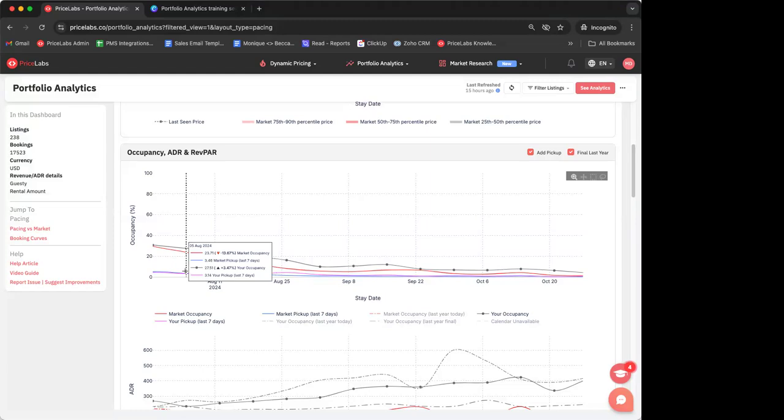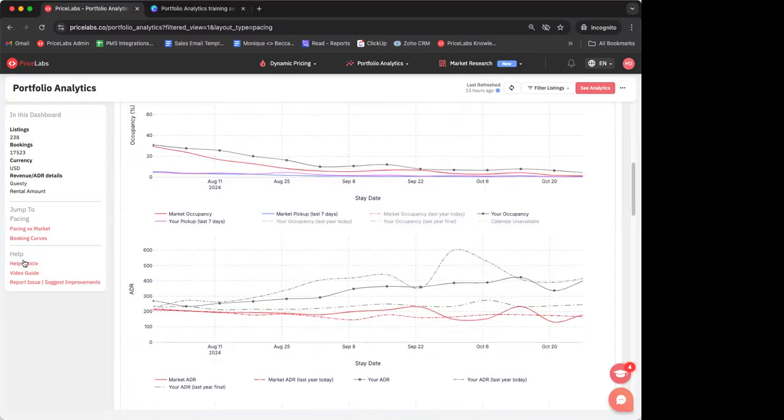So for example, for the week of August 5th, we received 3.14% pickup, which means 3.14% of the occupancy for this week was generated within the last 7 days. So slightly behind where the market is. The market's at 3.4%. But you can see here in the future, my pickup is actually outperforming the market pickup. So more people are booking with my properties for these future dates than they are for other properties in the market. Hopefully that makes sense for pickup.